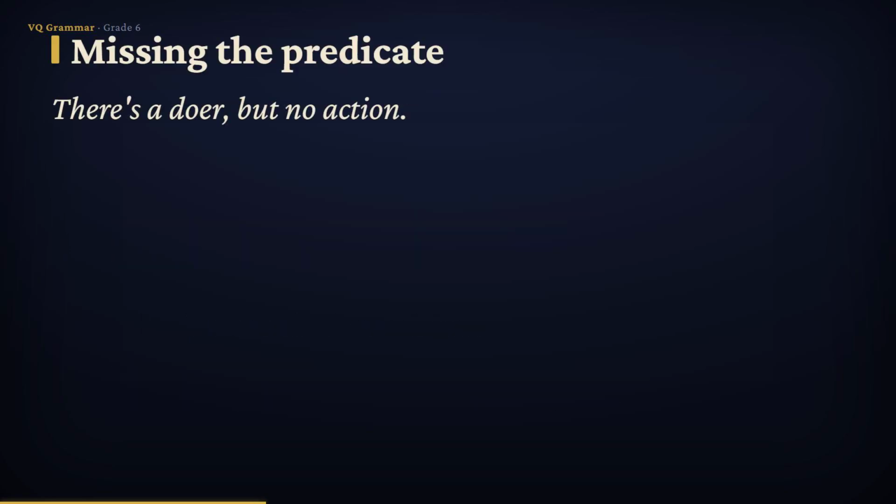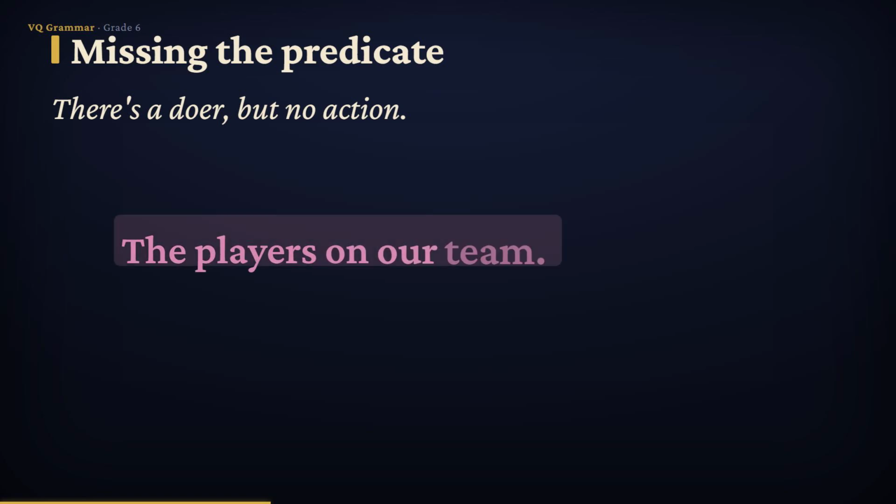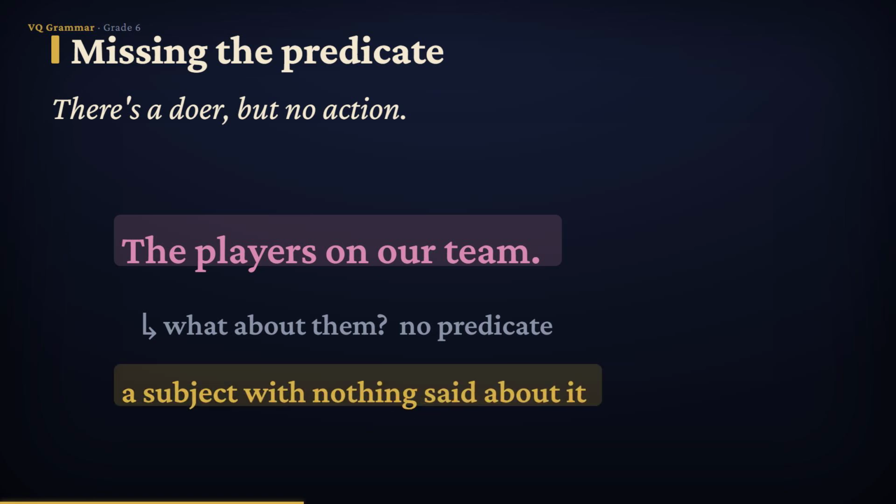Now here's a fragment missing its predicate, the players on our team. This time we do have a subject, the players on our team, but then ask, what about them? What did they do? Nothing is said at all. We have a subject with nothing said about it, so the thought simply stops. With no predicate, this too is only a fragment.